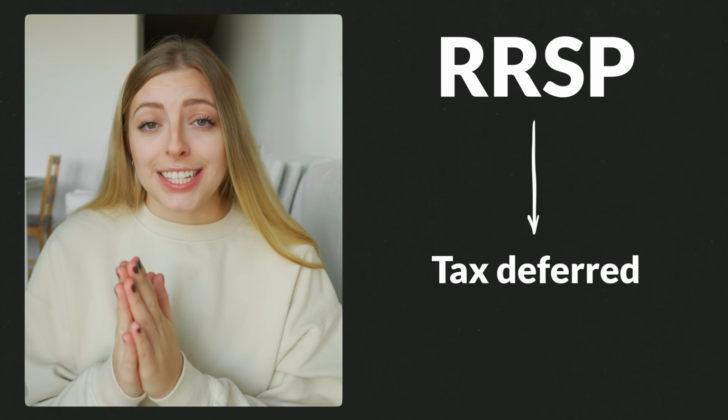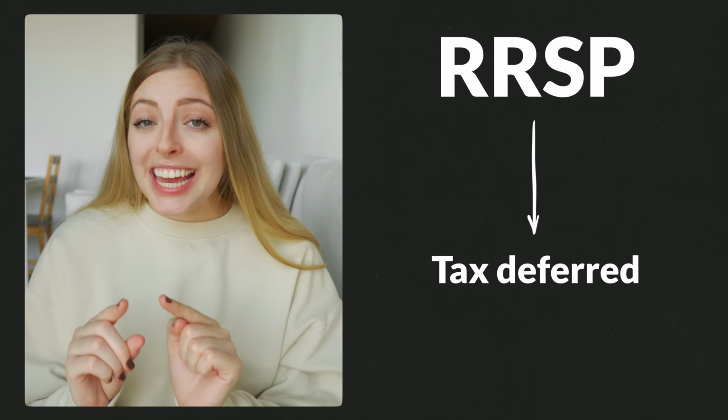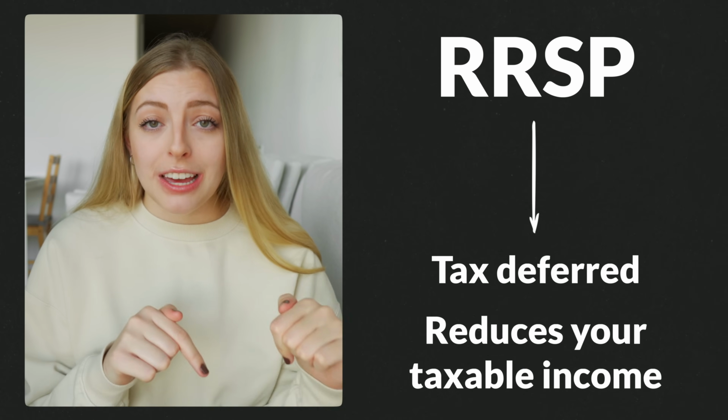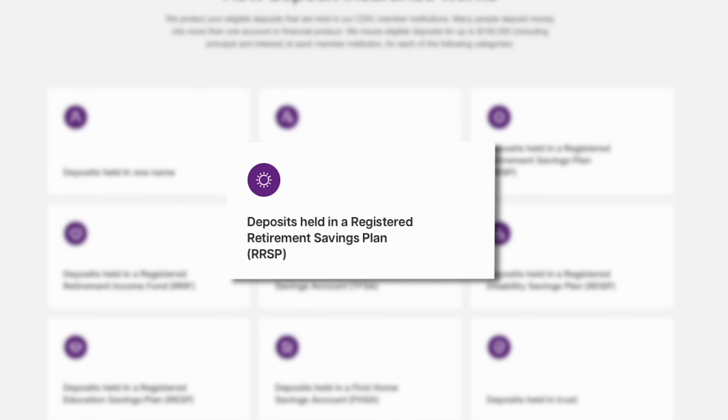Now, this account is tax deferred, meaning that you don't have to pay taxes on the money you contribute to your RRSP until you withdraw from it in the future, and you can also use it to reduce your taxable income in the year that you contribute money to your account. Now, if we go back and look at the 9 different categories that CDIC covers, deposits held in an RRSP is one of them, which means that deposits held in an RRSP have $100,000 worth of coverage that's separate from any of the other categories.